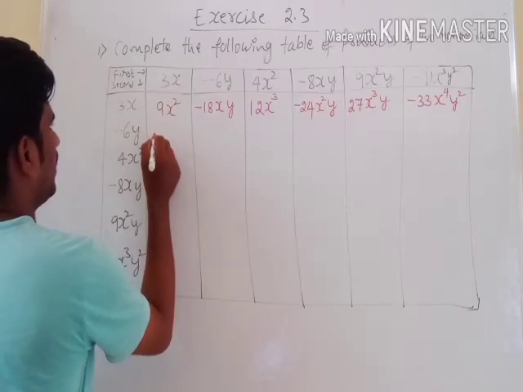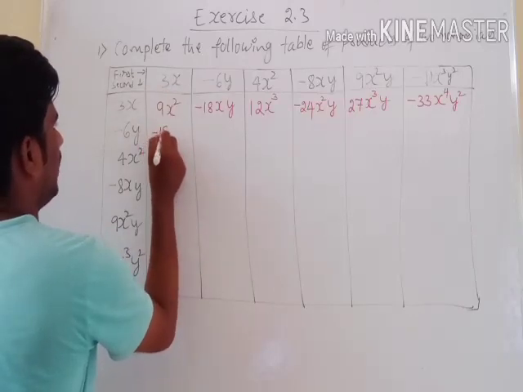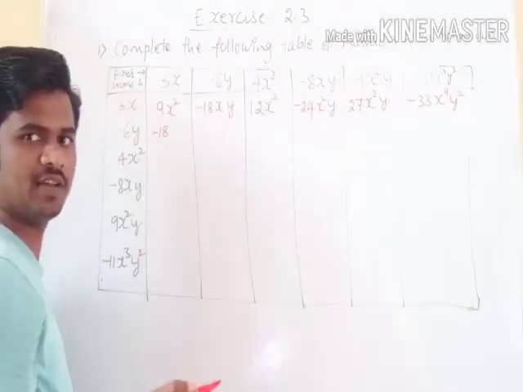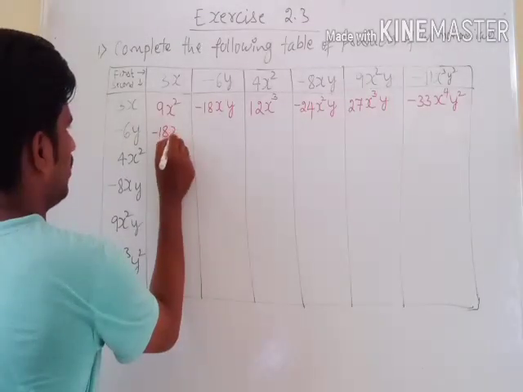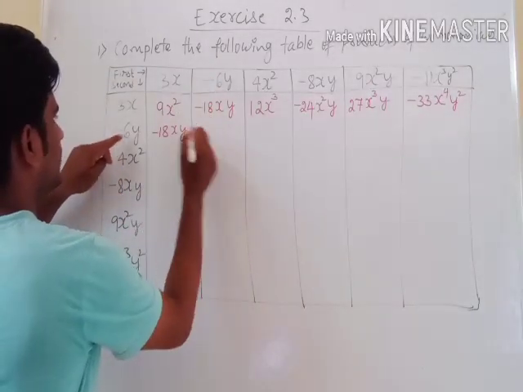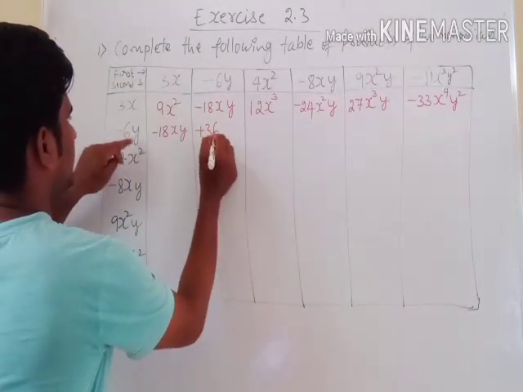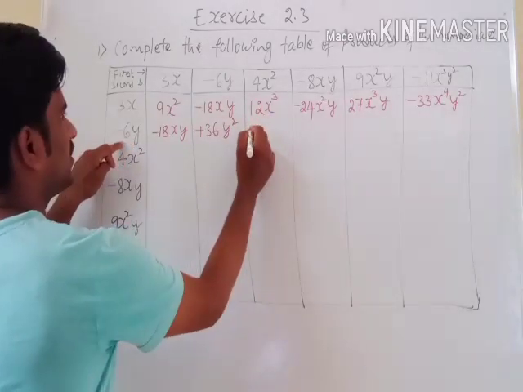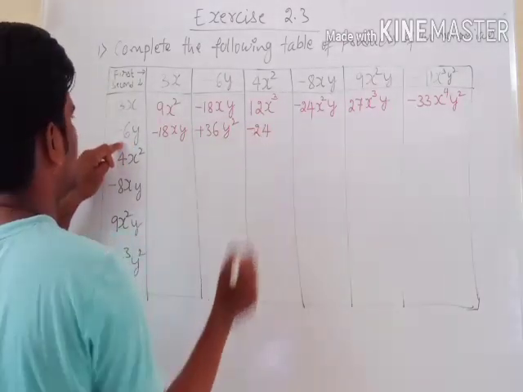Minus 6 into 3, that is minus 18, y into x is nothing but yx. So we can also write that one as xy, both are same. Then minus into minus plus, 6 6s are 36, y into y, y square. Next, minus 6 into 4 is minus 24.